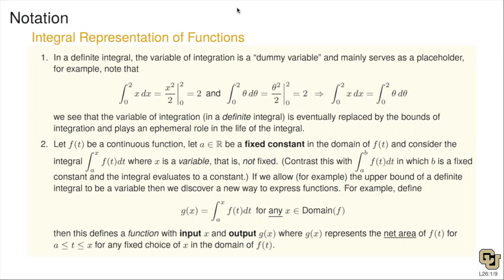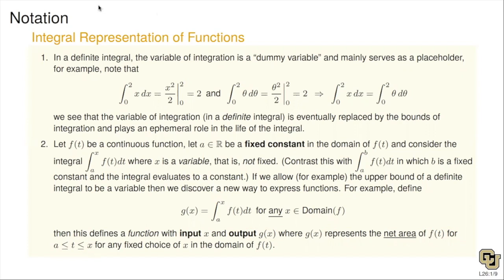So the input is this upper bound of integration x in this example. The output is the value of the definite integral from a to x. So here g of x represents the net area of the function f of t for t between a and x.